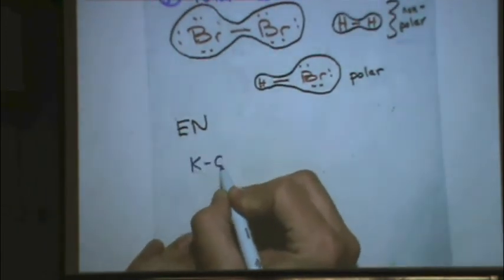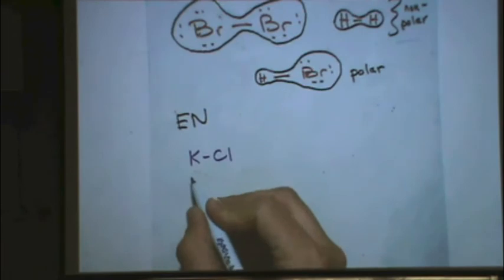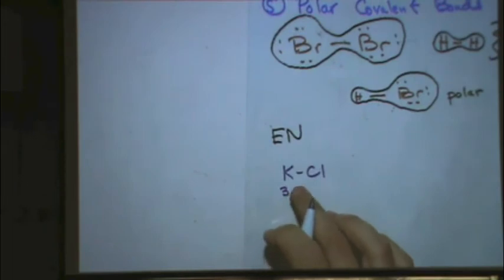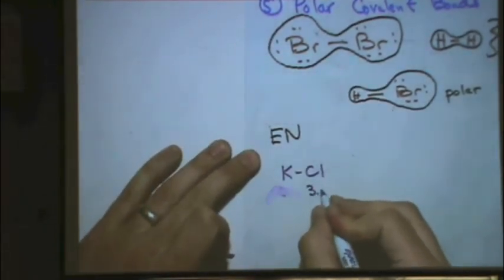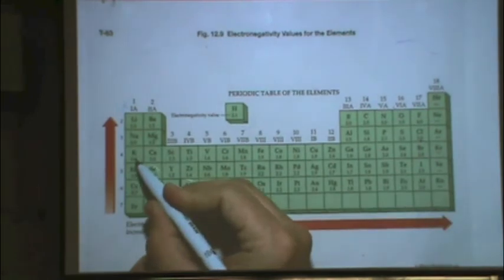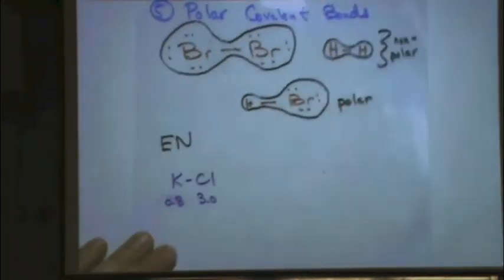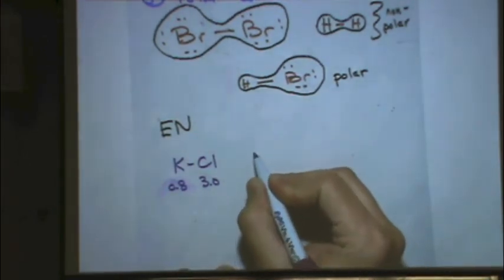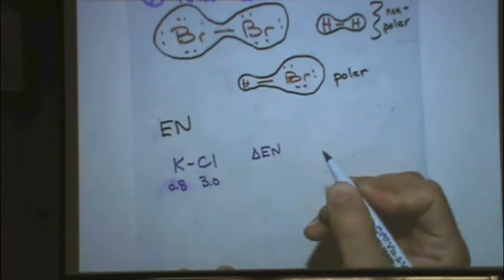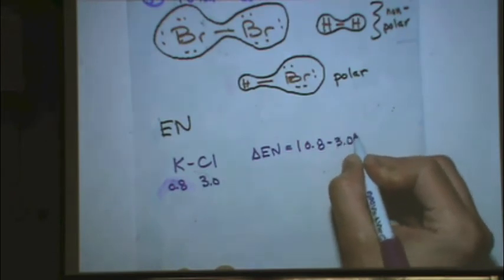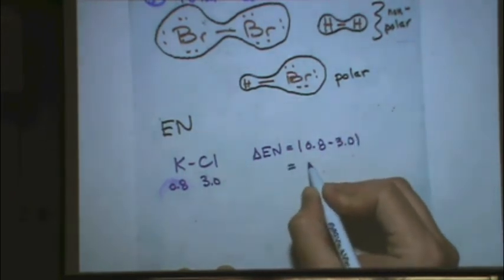Let's do KCl. Oh no, not 3.0 for K, that's chlorine. Chlorine is 3.0. K is 0.8. I just got that from here. How do you find the electronegativity of the bond? All you do is take the change in electronegativity, which is just the absolute value of the difference. In this case, this would be 2.2.